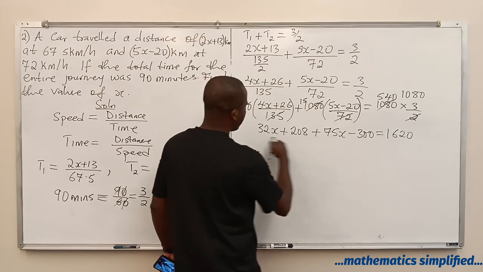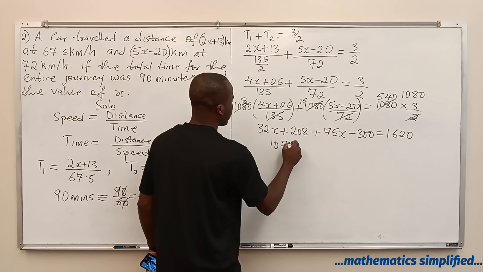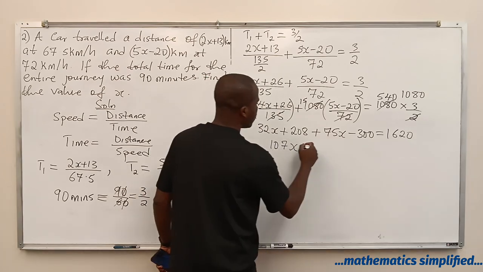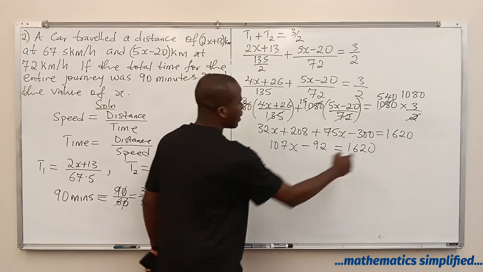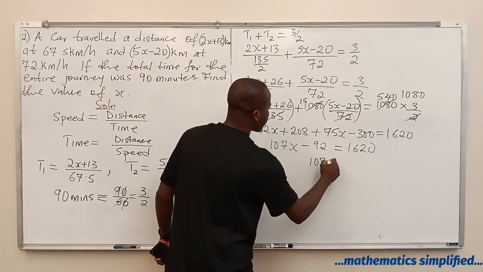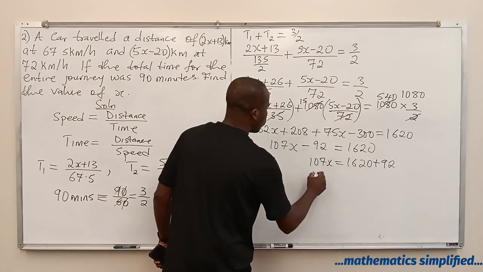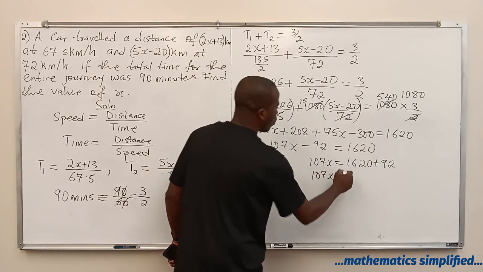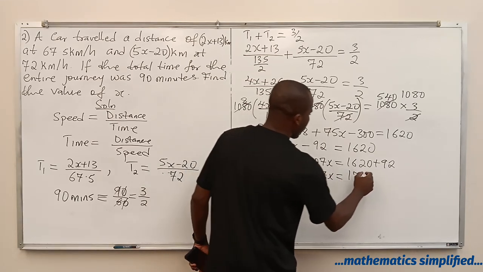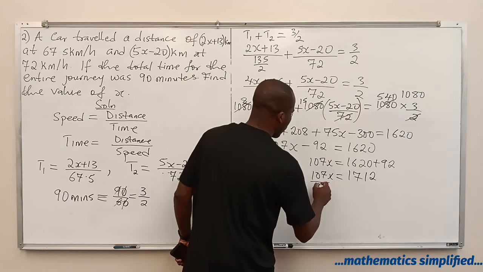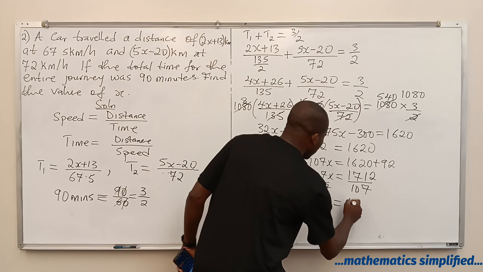And so if we collect like terms, 32x plus 75x will give 107x. 208 minus 300 is minus 92, equals 1620. Add 92 to both sides, we'll have 107x equals 1620 plus 92. And this will give 1712. Divide both sides by 107. We have x to be 16.